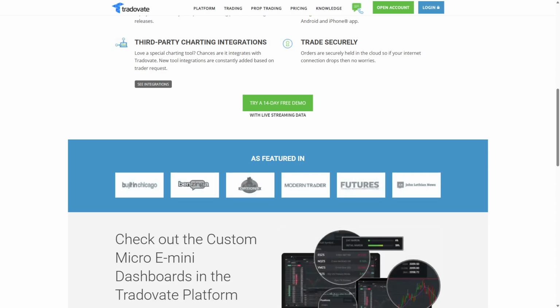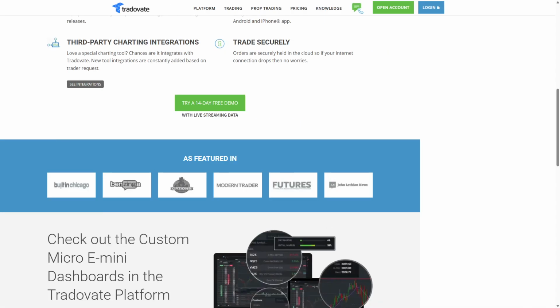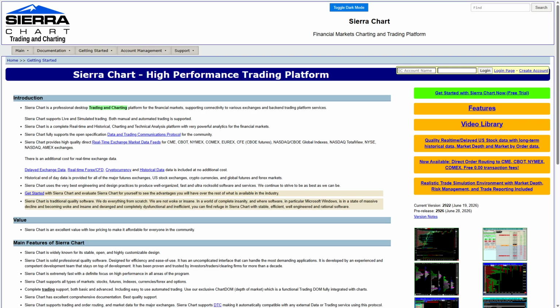Sierra Chart and Tradovate are two powerful trading platforms with distinct approaches. Sierra Chart is known for its deep customization and advanced analytics, while Tradovate provides a modern, cloud-based experience focused on simplicity and accessibility. The core difference lies in complexity versus convenience.